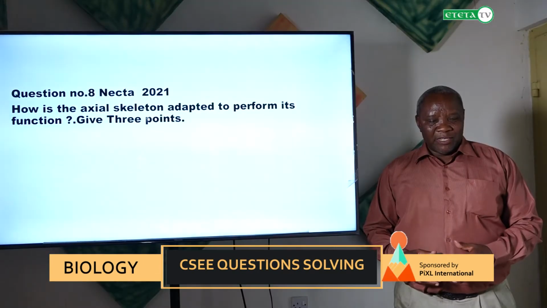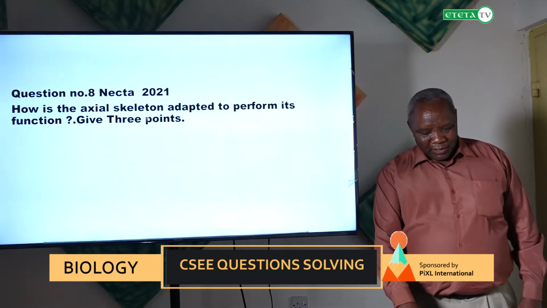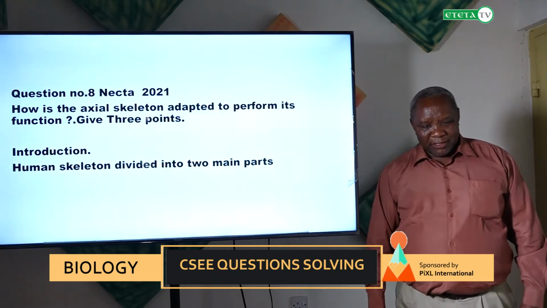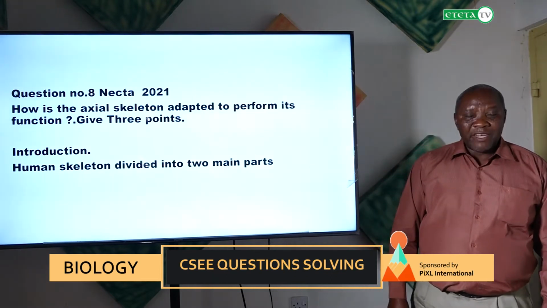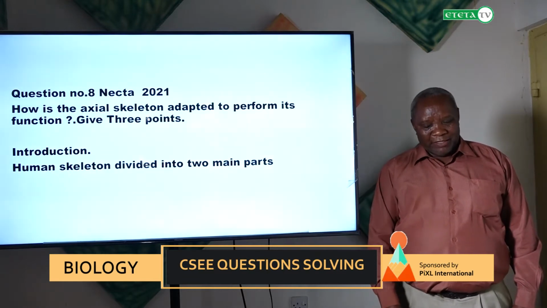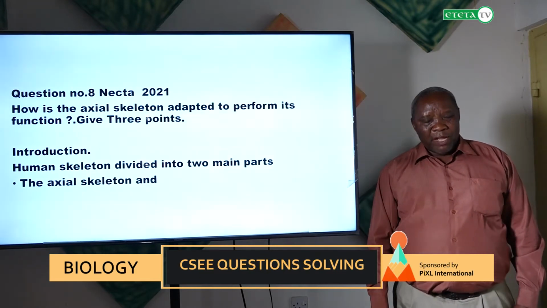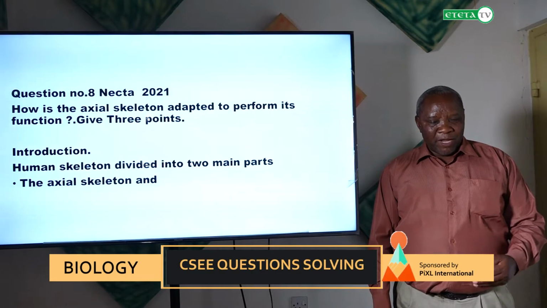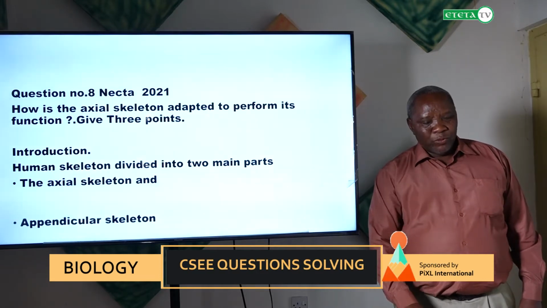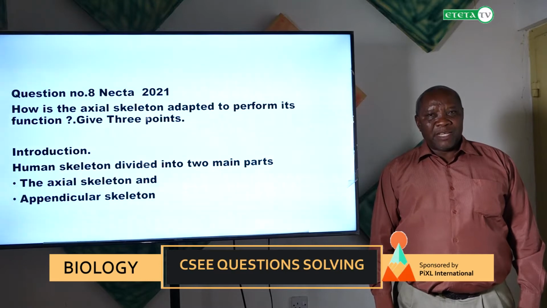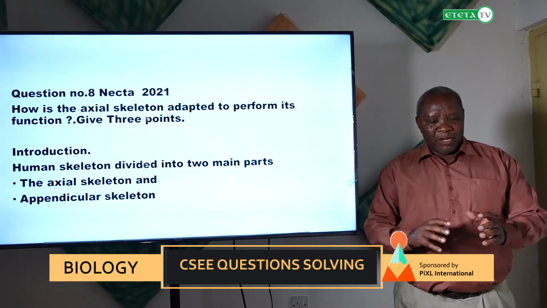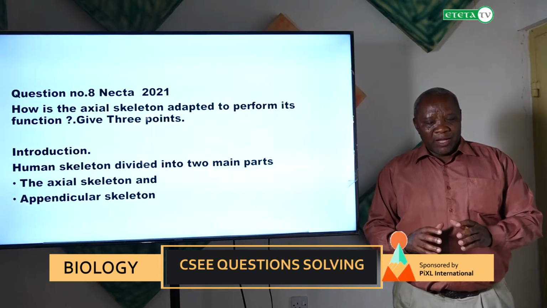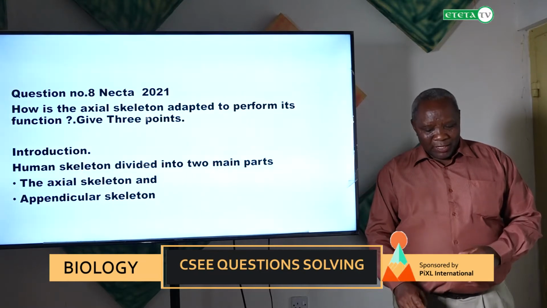So the only points required are 3, but there are more than 3. The key points are 3. Let us say that the human skeleton is divided mainly into 2 parts. Part number 1 is known as the axial skeleton, which is the part in our question. Part 2 is the appendicular skeleton.